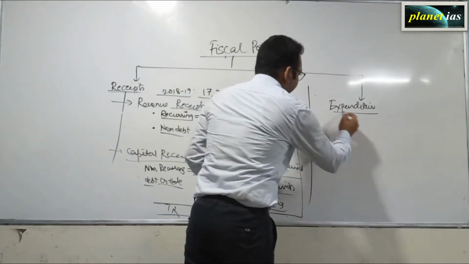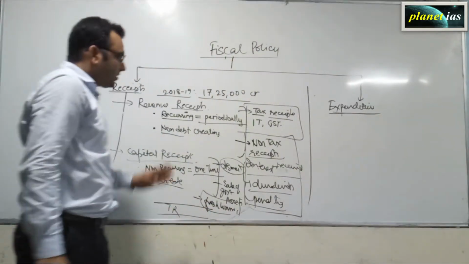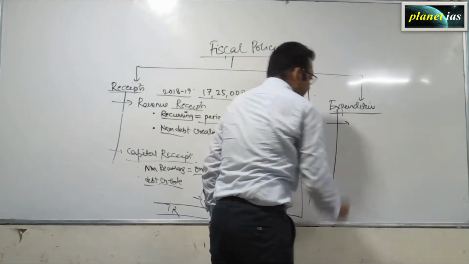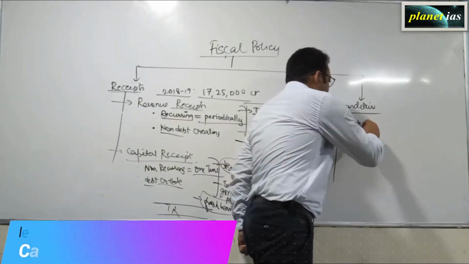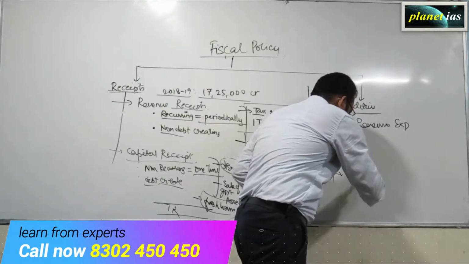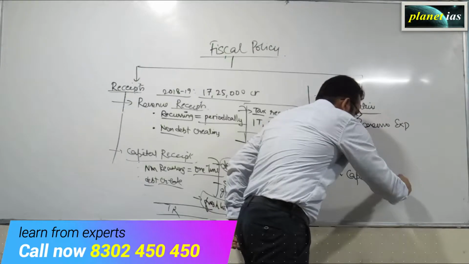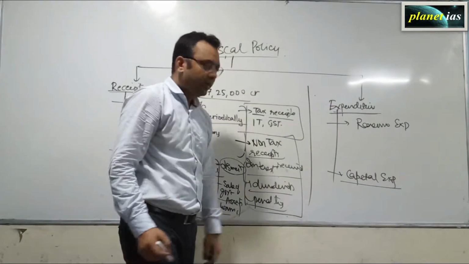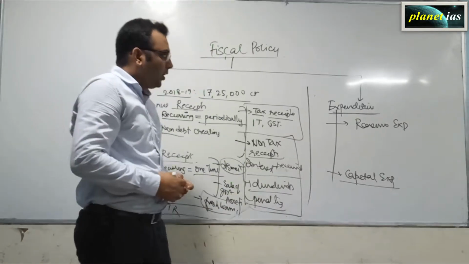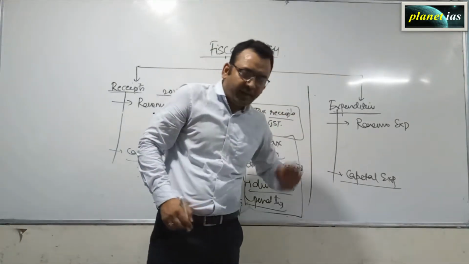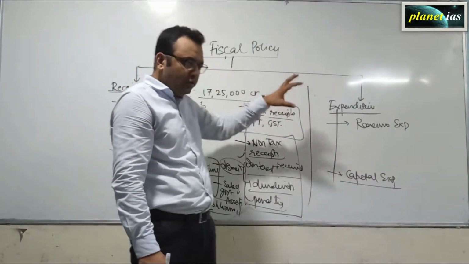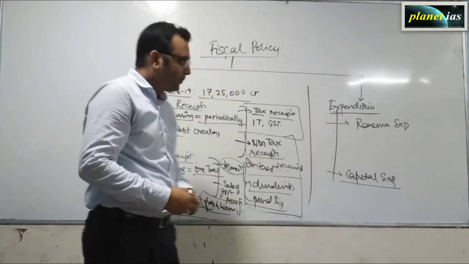Now let's see the expenditure. Similar to the receipt part, we can divide expenditure into two parts. One is the revenue expenditure and the other is the capital expenditure. Right? In the prelims, many questions have come on the part that which of the following expenditures come under the revenue expenditure. Right? So we shall solve all those questions while answering this topic.